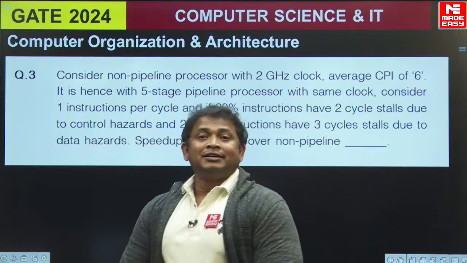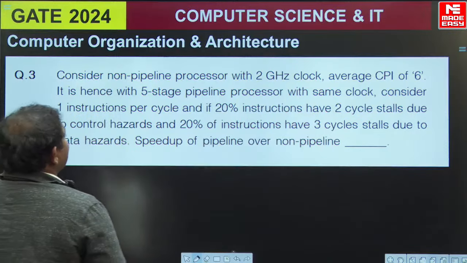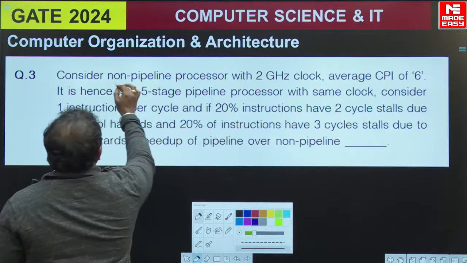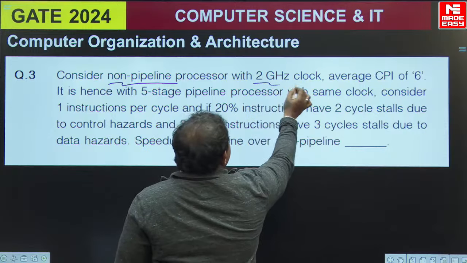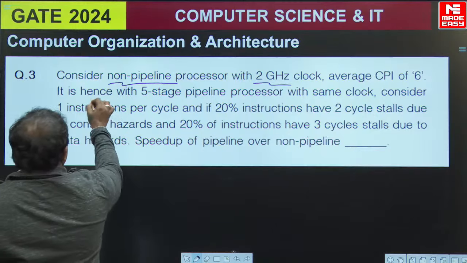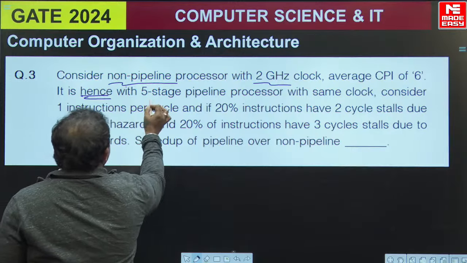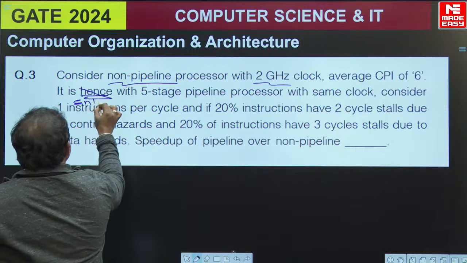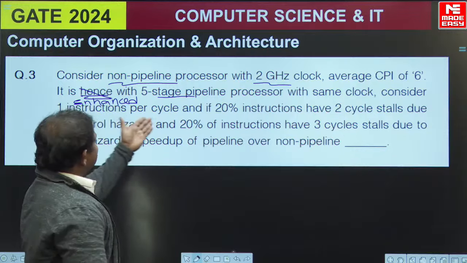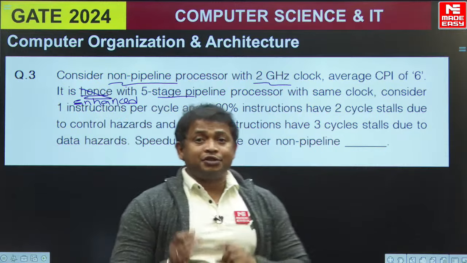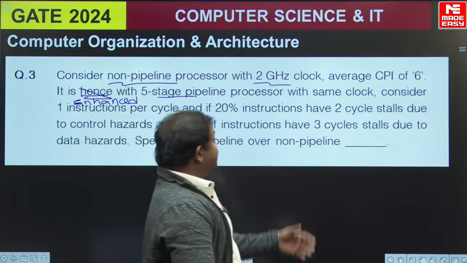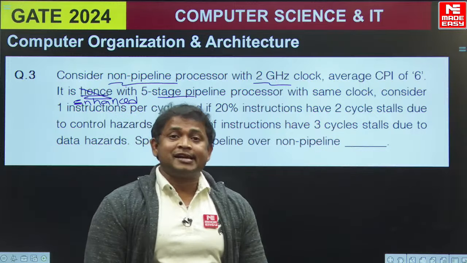This is the next question in the paper from the subject computer organization and architecture. Now see this. Consider a non-pipeline processor with a 2 GHz clock and average CPI of 6. It is enhanced with a 5-stage pipeline with the same clock. Consider 1 instruction per cycle. 20% of instructions have 2 cycles of control hazards, and 20% of instructions have 3 cycles of data hazard. We need to find the performance gain.